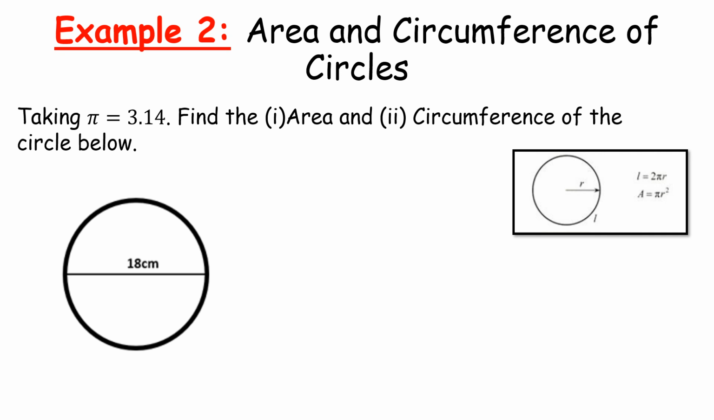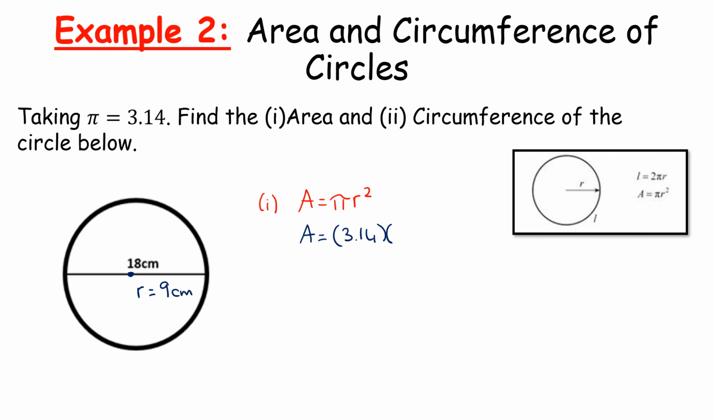So let's start with area. So our area formula is A equals pi r squared. Now we have a little trick here because although I've been told pi is 3.14 and that's fine, my radius is actually not given. In this diagram, they've actually given us the diameter. The diameter is 18 centimeters, meaning the radius is going to be half of that, which is 9 centimeters.